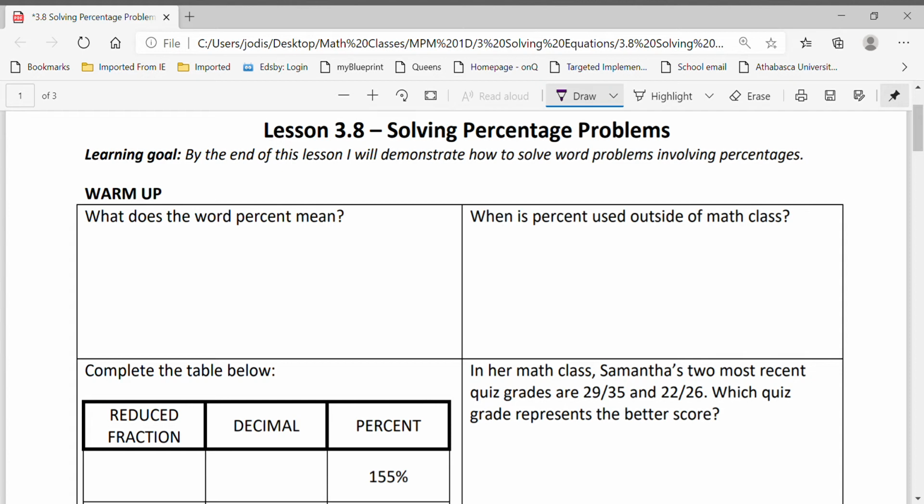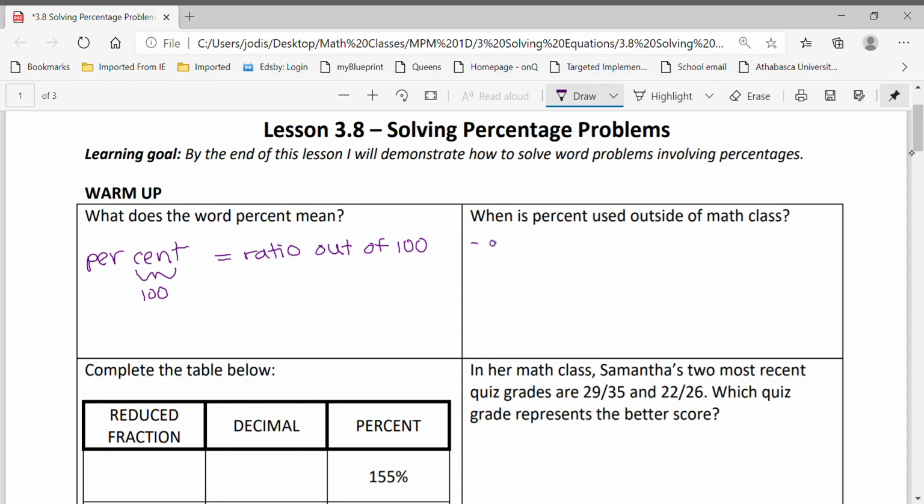So for a little warm-up here, we're going to take a look at a couple of questions. So what does the word percent mean? If we actually look at the word percent, that literally means it's a ratio. Cent means 100. So this is a ratio out of 100, right? So per 100.